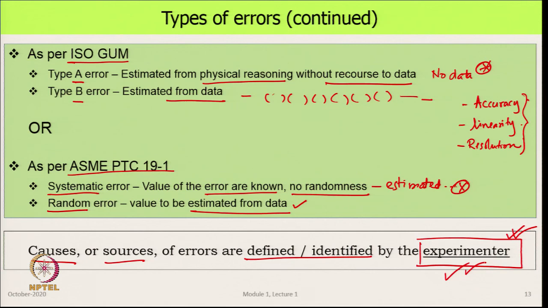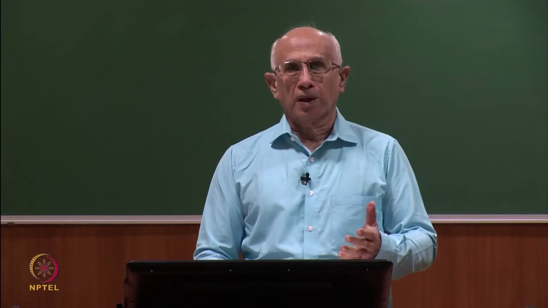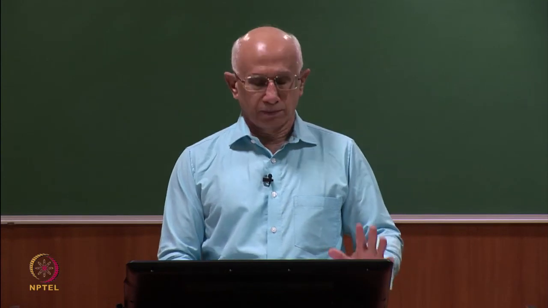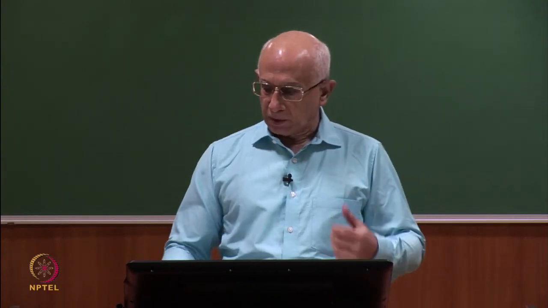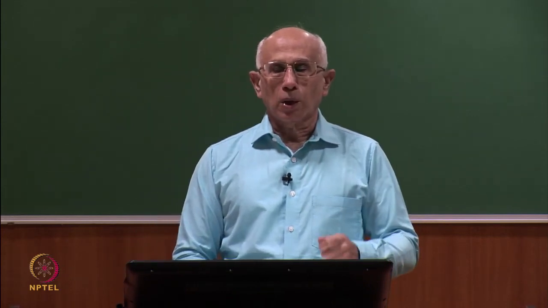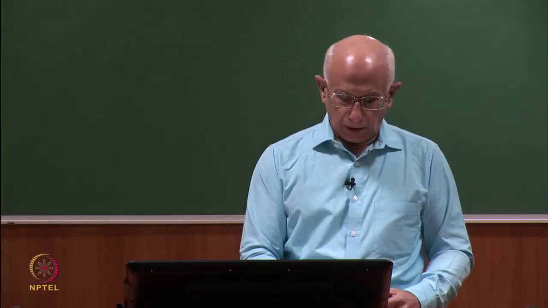In this course, I have given some examples in the notes of measurements and what types of errors come in, and which of them are type A, type B, systematic or random. It is the experimenter's responsibility to decide what the sources of error are, what causes those errors, classify them, and later on, as we will learn in this course, quantify them. That is what we have to learn in this course.